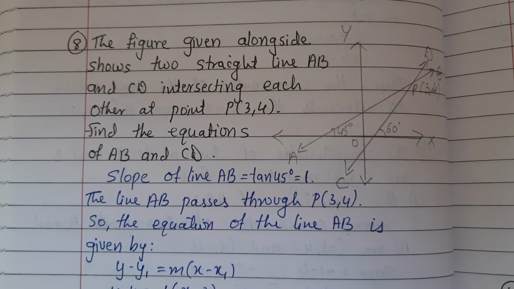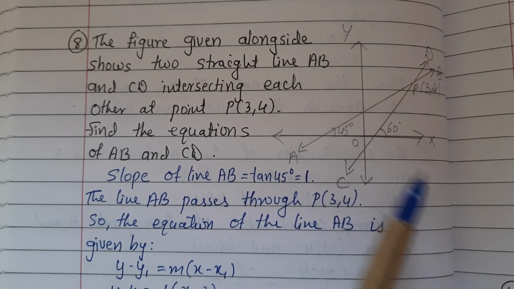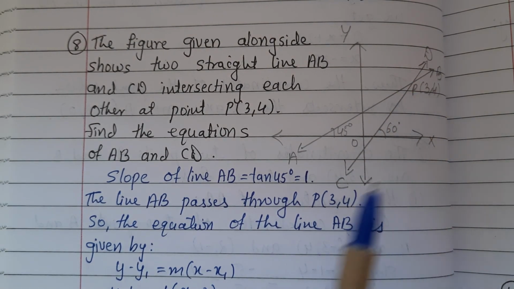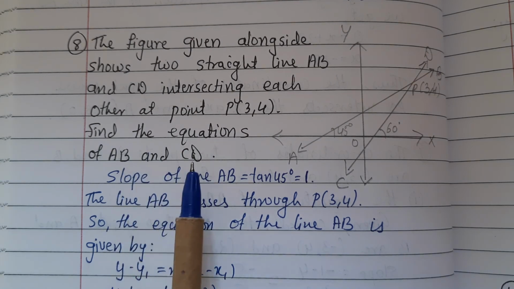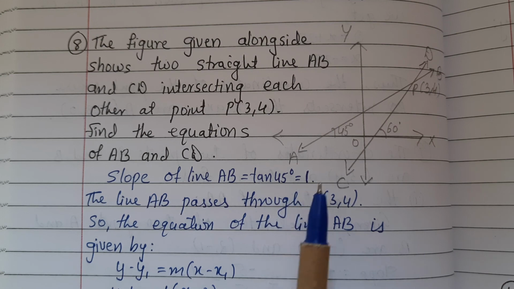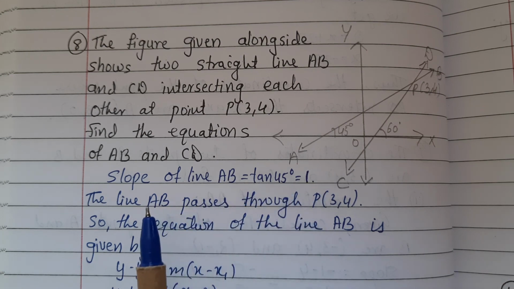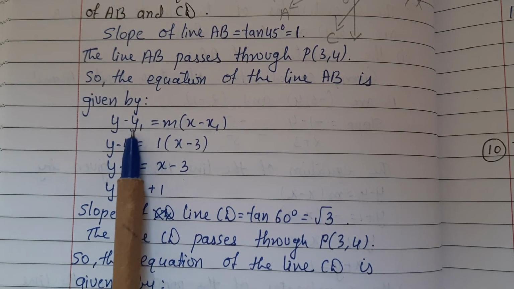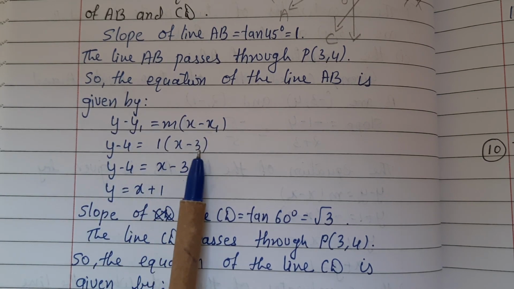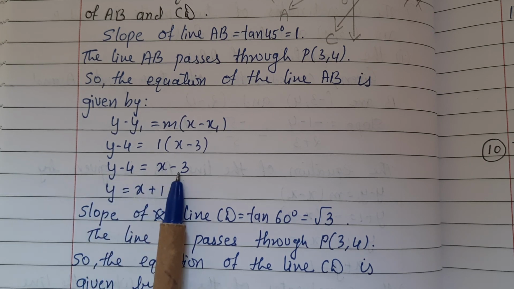The figure given alongside shows two straight lines AB and CD intersecting at point 3, 4. Find the equation of line AB and CD. Slope of line AB is 45 degree. So tan 45 equal to 1. Slope equal to 1. The line AB passes through the point P(3, 4). So the equation of line AB is given by y minus y1 equal to m into x minus x1. y minus 4 equal to 1 into x minus 3, y minus 4 equal to x minus 3, y equal to x plus 1.